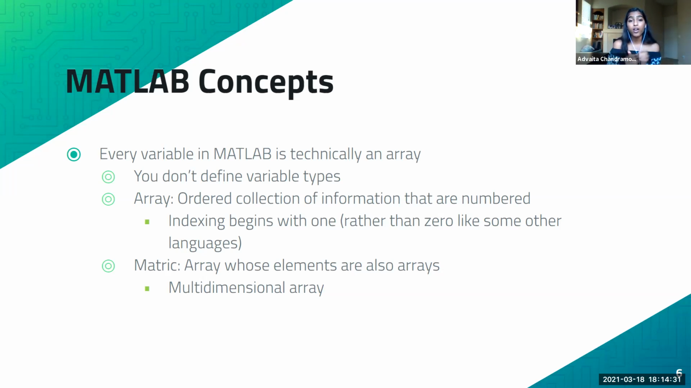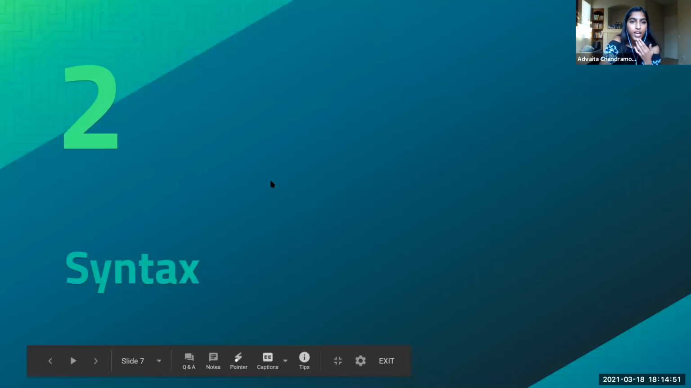And indexing for an array, which just means the way it's numbered, begins with 1 instead of 0. So in Python and C and almost every other language, you start with 0, and that's how you count. But in MATLAB, you start with 1, which makes it a little easier, I think, for beginners. And then a matrix is just an array whose elements are also arrays. So essentially a multi-dimensional array. So we'll see some of that later.